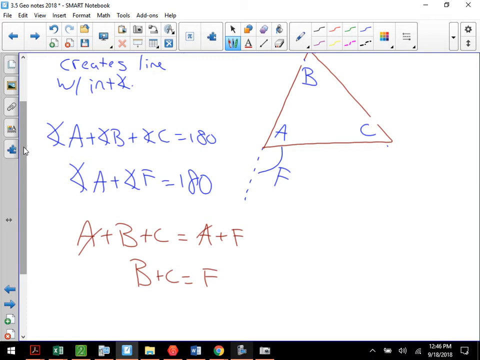The outside angle always equals the sum of the two it doesn't touch. What does sum mean in math again? You just have to add. And this would have worked if I would have placed it here. This would have equaled the sum of those two because the C's would drop out if you did the algebra, and so on. It works.